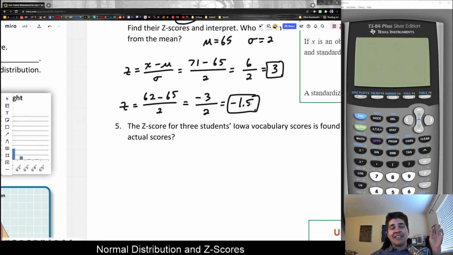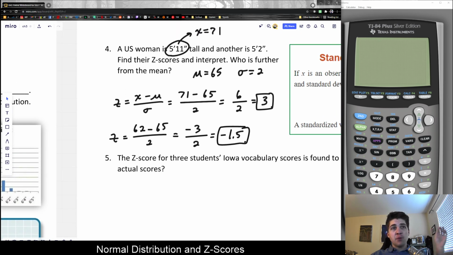And later we'll talk about how we can interpret a percentage. Like, say we want to know what percent of women in the US will be taller than this, or shorter than this, or whatever. That's all to come. But the z-score is fundamental to all of that.